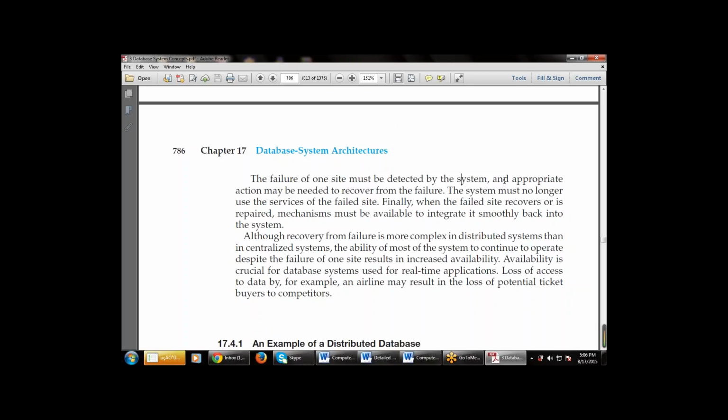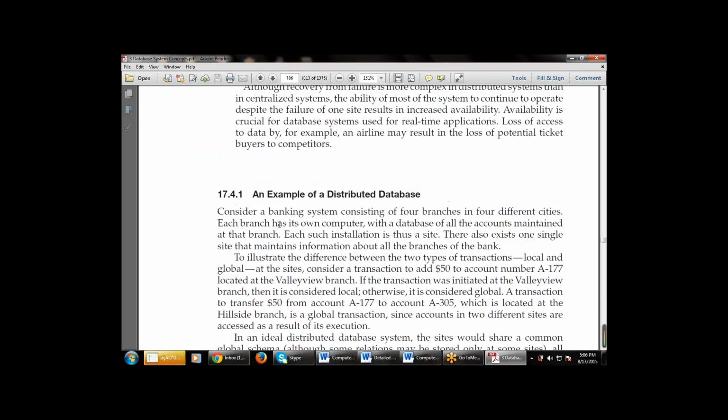This is one of the examples used for the distributed system. Consider a banking system that consists of 4 branches in 4 different cities. Each branch has its own computer with a database of all the accounts maintained by that branch. So every city has a separate computer by which we can maintain its data. Each such installation is a site.